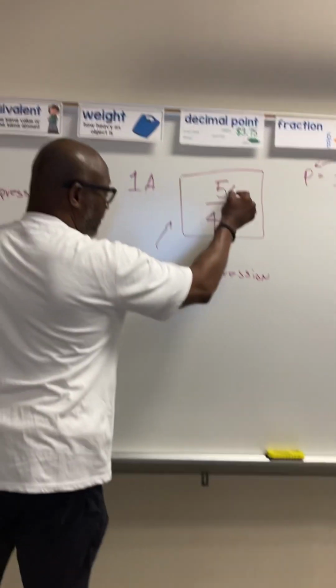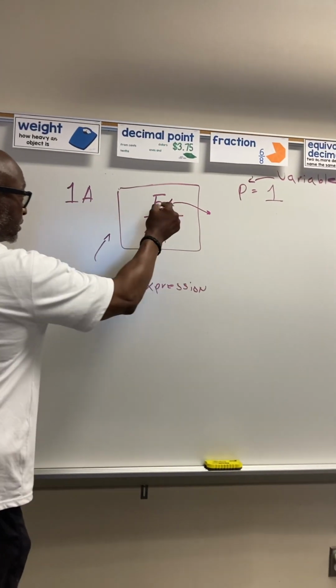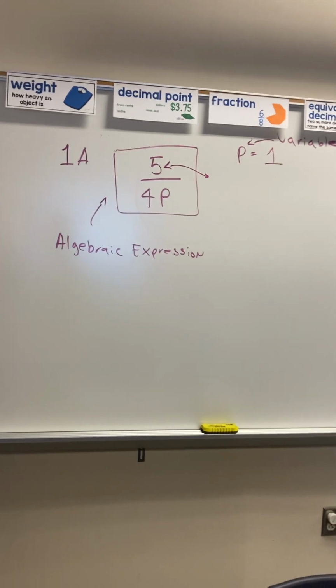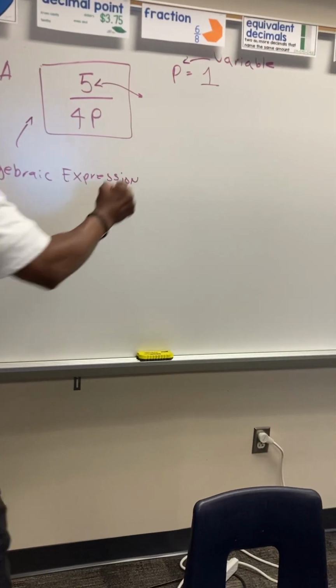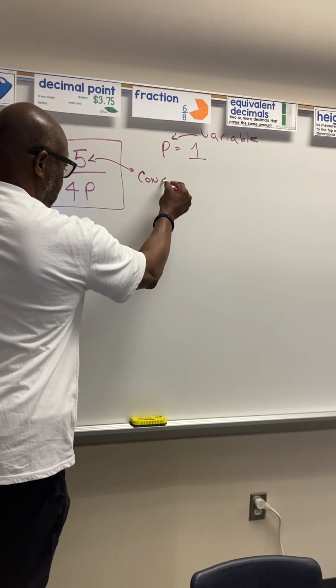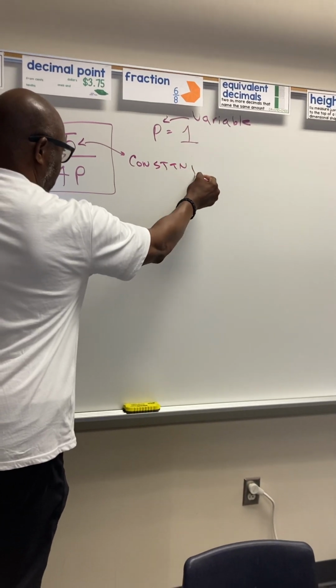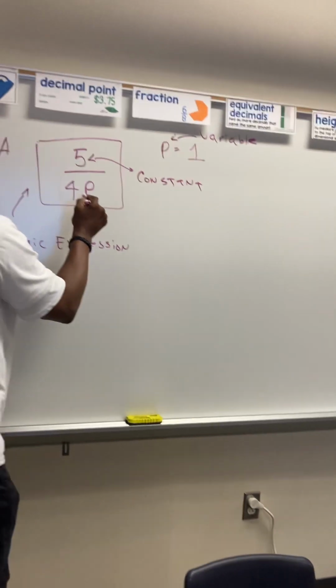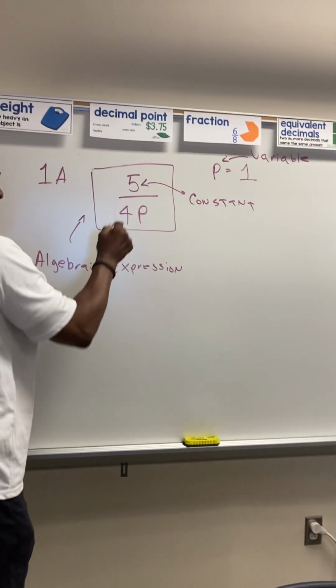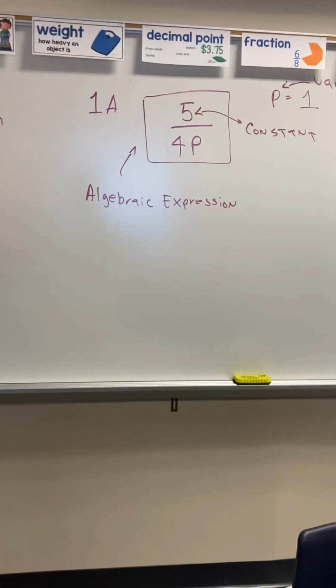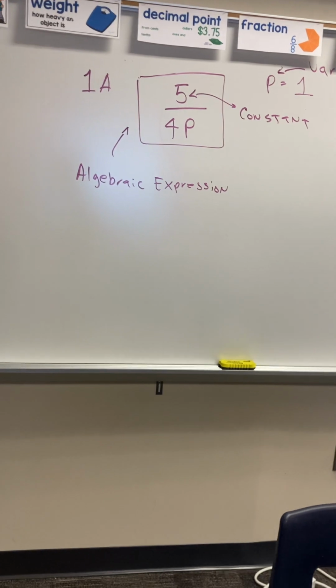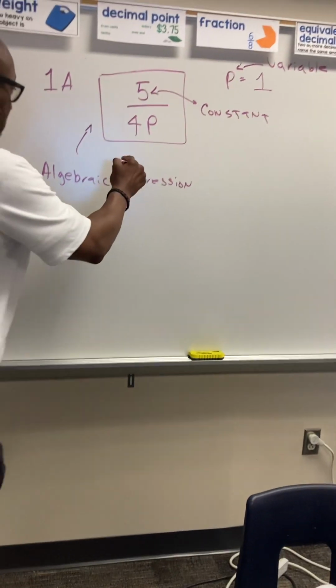What about this term right here? What's that called? A constant. What about this right here, that 4? What's that 4 called? Coefficient. Nice.